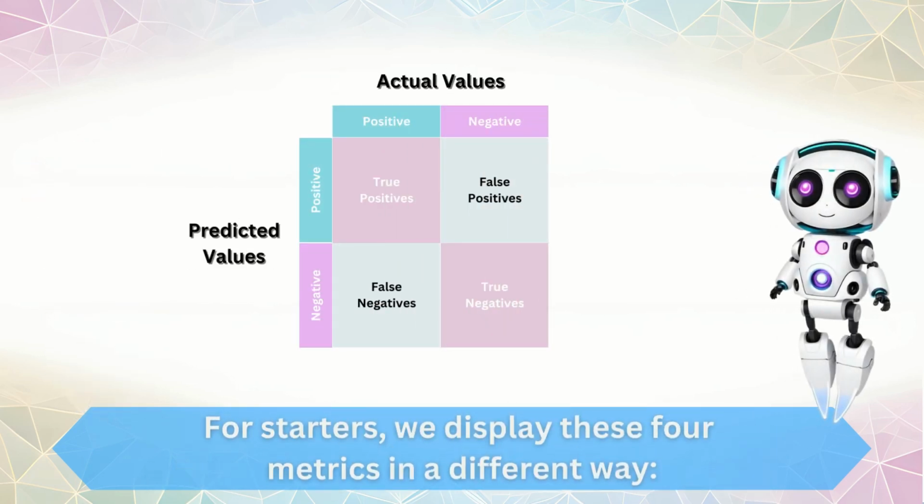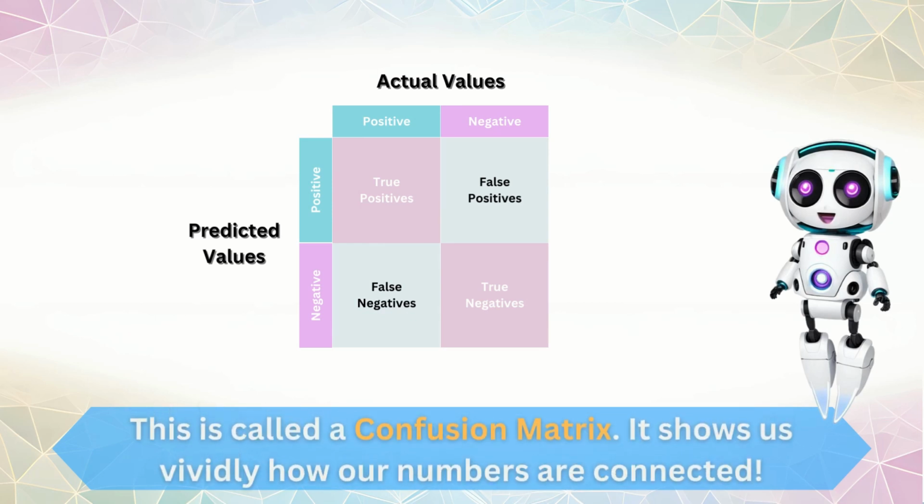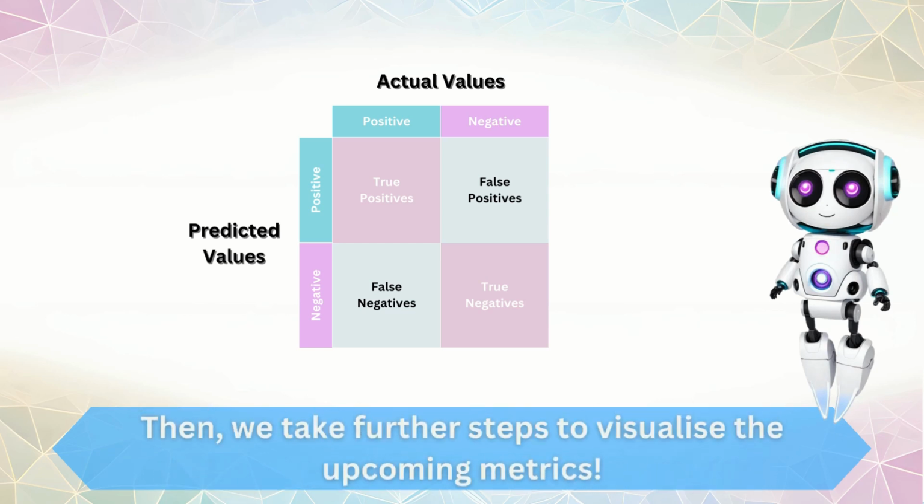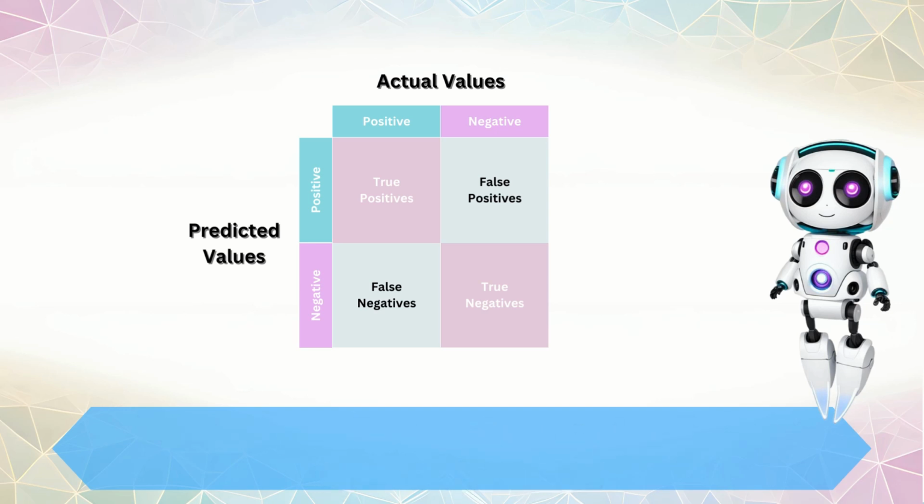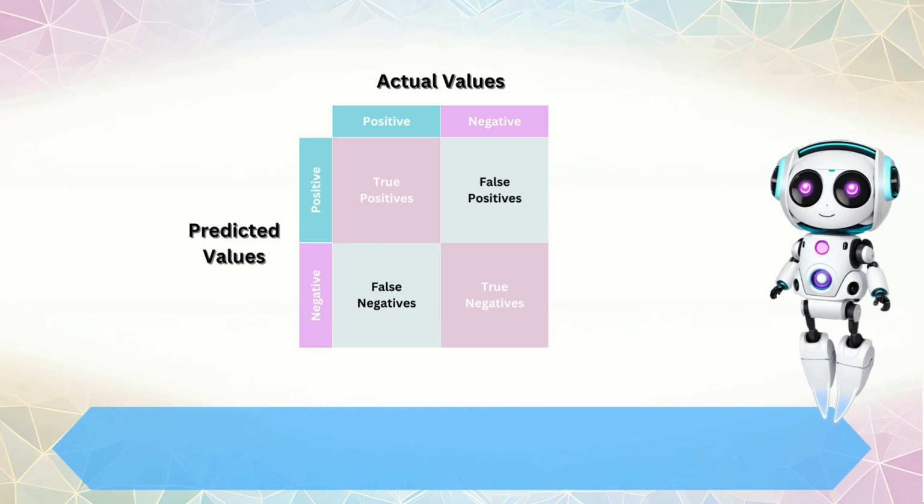For starters, we display these 4 metrics in a different way. This is called a confusion matrix. It shows us vividly how our numbers are connected. Then we take further steps to visualize the upcoming metrics. The first step is to calculate 2 more abstract metrics, the precision and the recall.